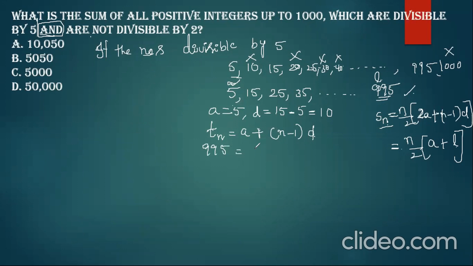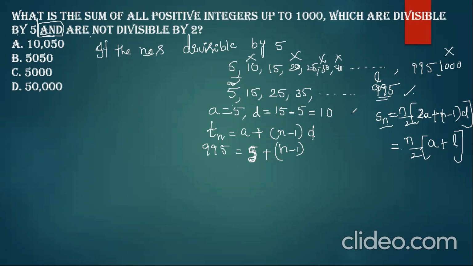995 is equal to A, which is 5, plus n minus 1. We don't know n, right? How many terms? Number of terms, that is n. We don't know that.